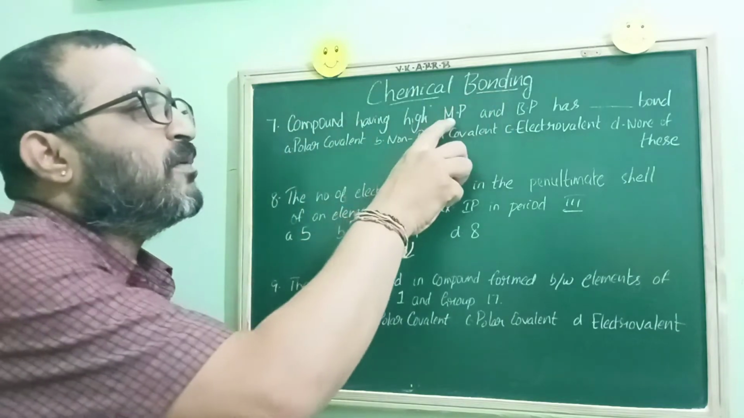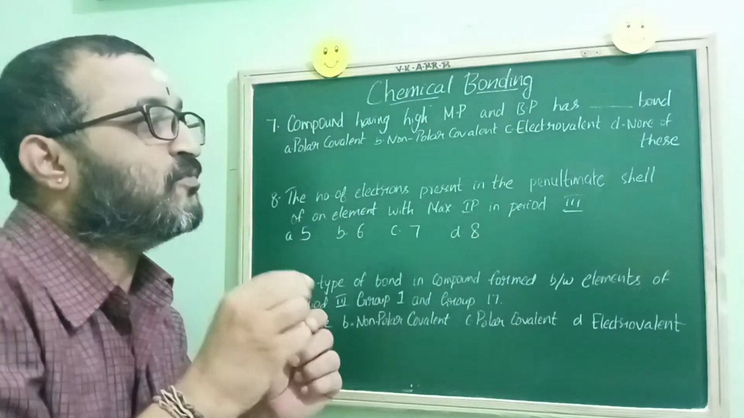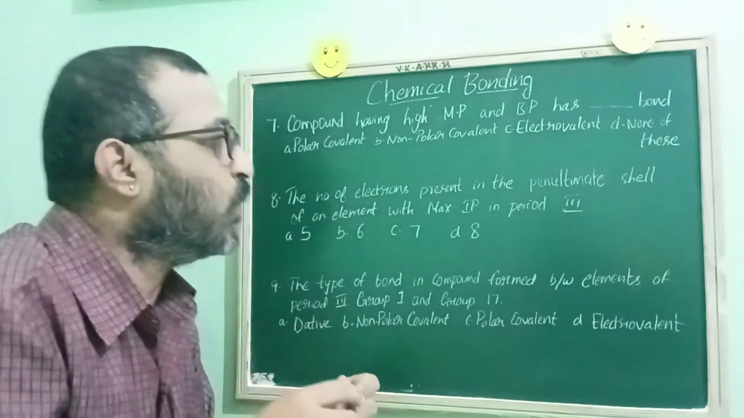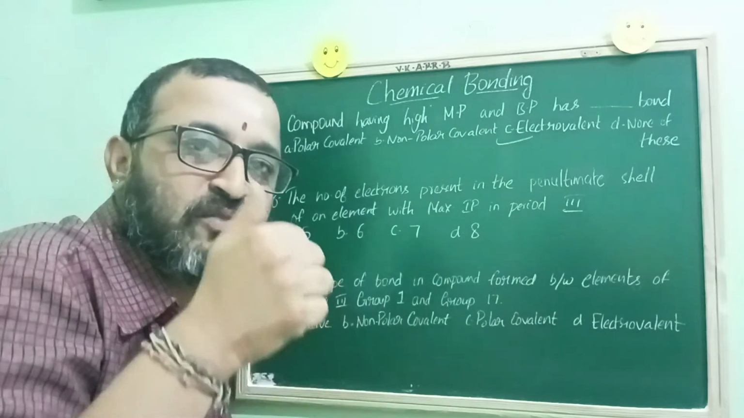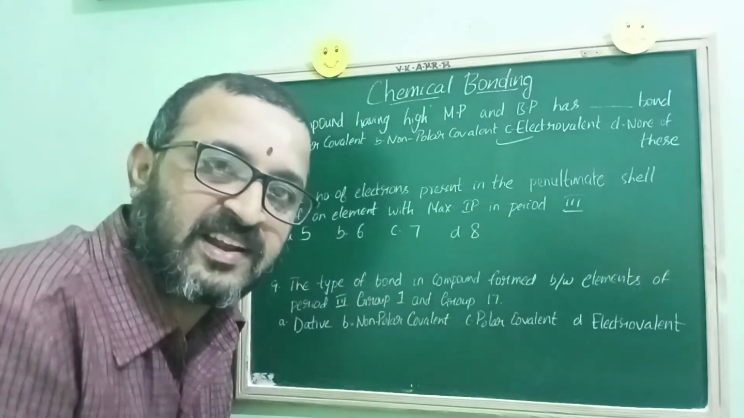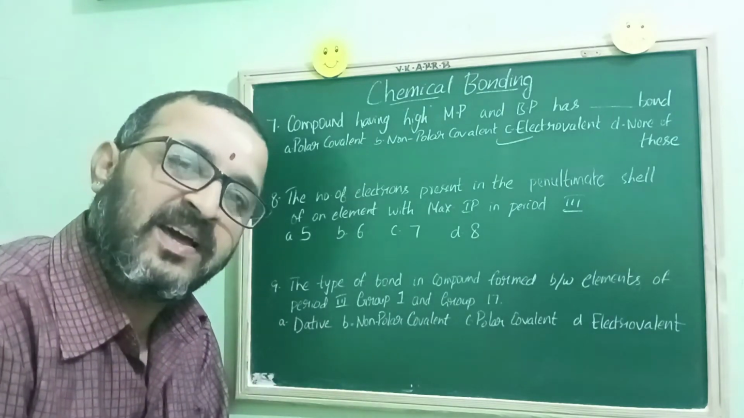So the compound which has a high melting point and boiling point, that compound should be having a definitely what bond, children? Electrovalent bond. Do we have this option? Yes. The answer for this one is option C. Is it clear, children?